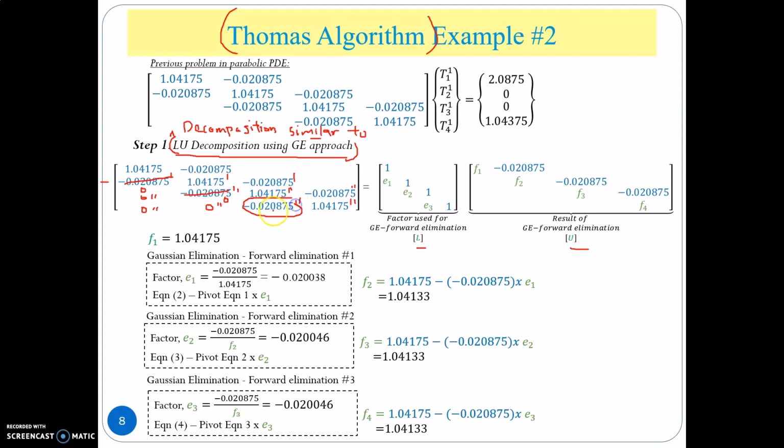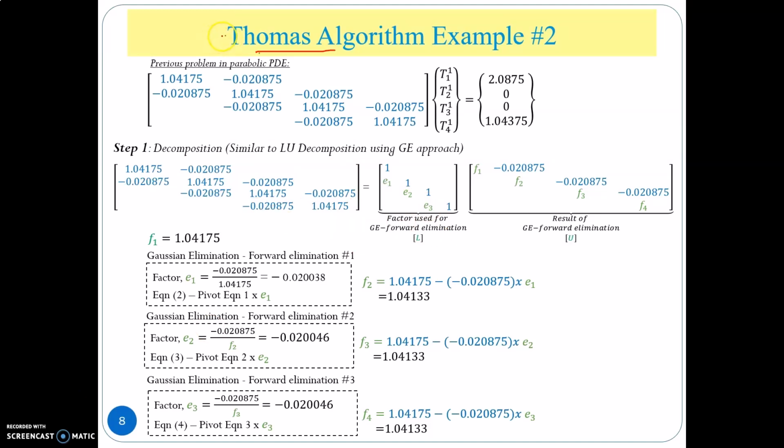To make this 0, we need to perform the forward elimination here at the last row. Then you should be able to obtain 0 at this element. So this will be the result for your upper matrix by using the LU decomposition using the Gaussian elimination approach. And the factor that you use to make this component 0 will be the factor in your L matrix. With that, you can also find your lower matrix.